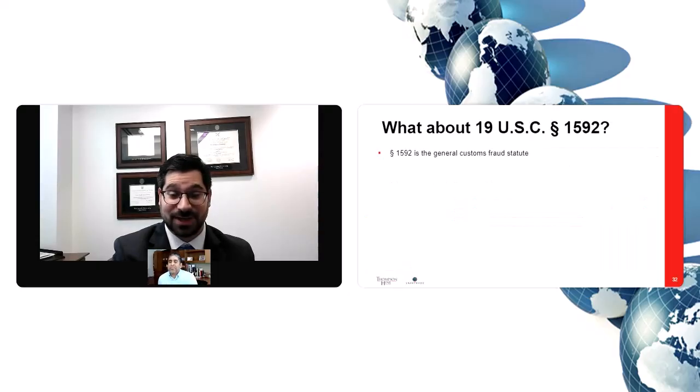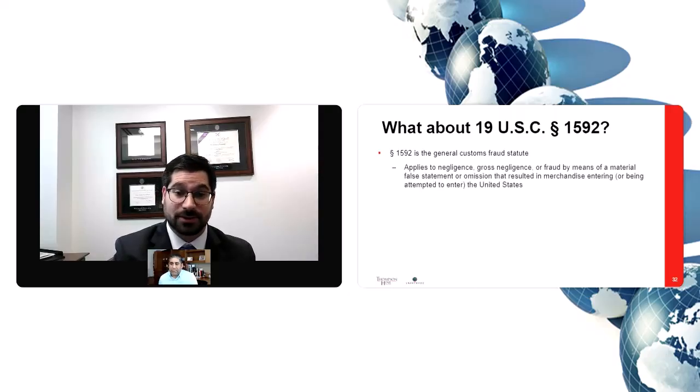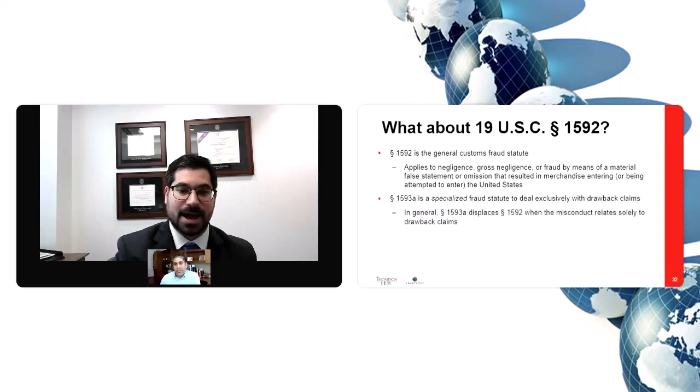Section 1592 is that, right? It identifies actually 3 levels of culpability: negligence, gross negligence, or fraud, by means of a false statement, right? That's resulted in merchandise entering or attempted to be entered into the United States, right? 1593A, though, is a specialized fraud statute dealing exclusively with drawback claims. So in that instance, it will displace the application of Section 1592 when the misconduct is relating solely to a drawback claim.